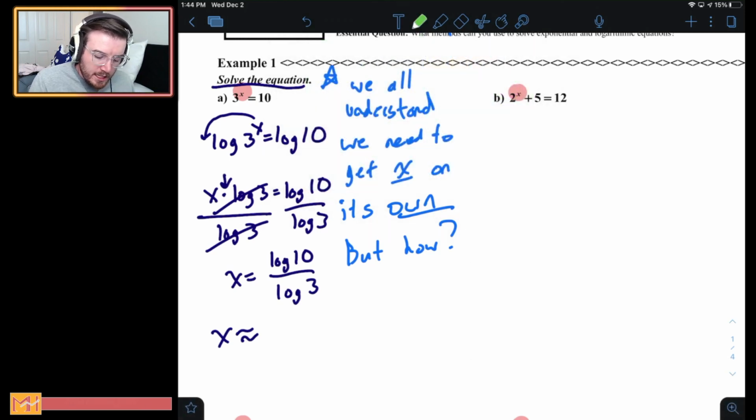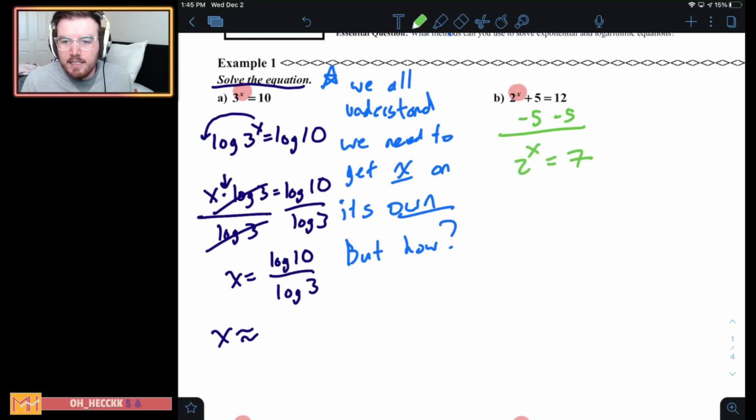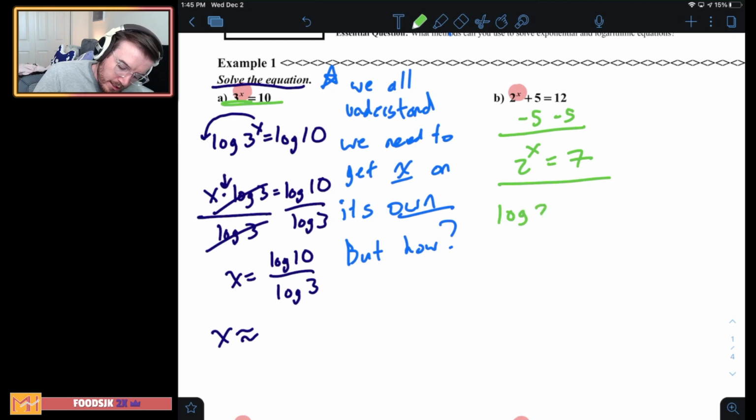Well, just like any other equation, right? If I'm trying to get x on its own, right, get rid of what you can, right? So how do I get rid of a 5? A plus 5, I'm going to subtract by 5. And then at this stage in the game, how do I get rid of the 2? You don't really get rid of it per se, right? What really needs to be done at this point, right? This is essentially the same point in time, right? If x is stuck up here in the exponent, I need to take the log of each side.